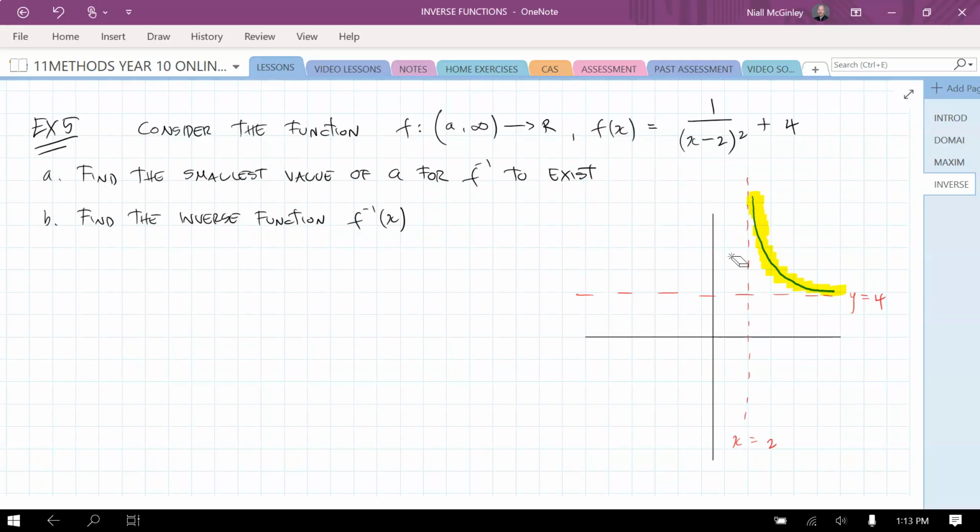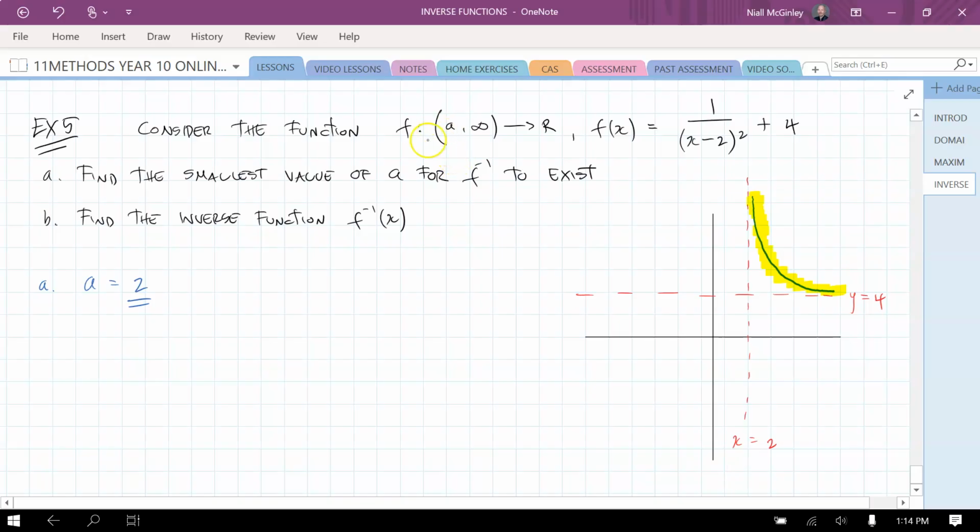So the value of a, again, this is saying the smallest value of a. If it doesn't say the smallest value of a, you would have to accept any answer that's 2 and bigger. So it could be like 3, 5, 10, could be 100. It would still be a one-to-one function if you cut it from 100 to infinity. So this is why the question's saying the smallest value of a for an inverse function to exist. In this case, a would be equal to 2 then.